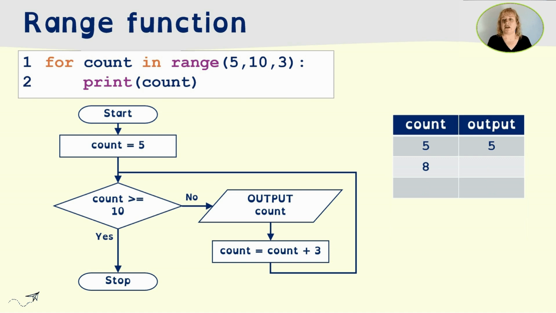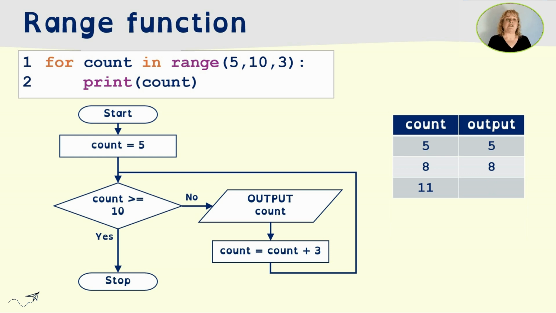Looping round, is 8 greater or equal to 10? No, it's not. So we output count, which is 8, adding 3 on, which is 11. Looping back round, is it greater? Yes, it is. So it drops out of the loop at that stage.